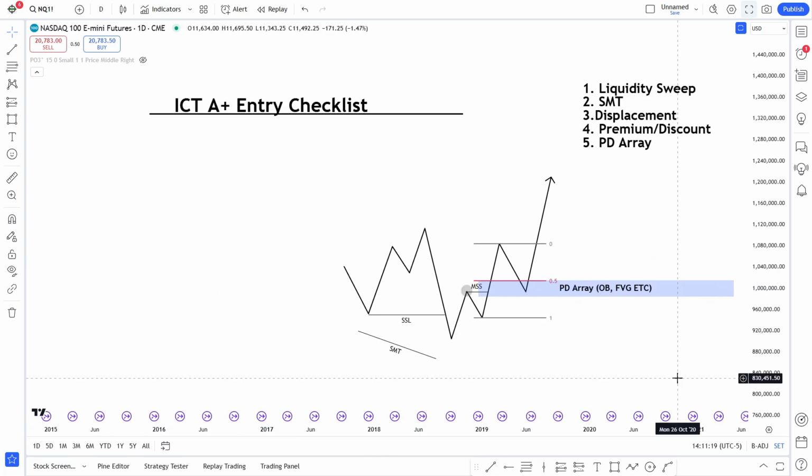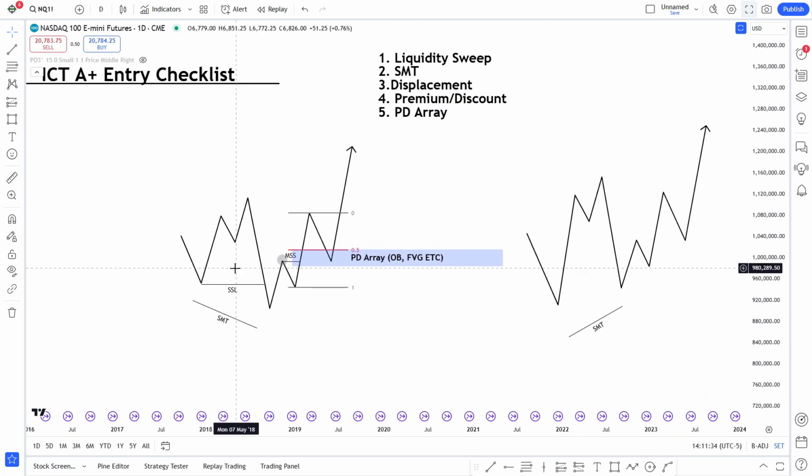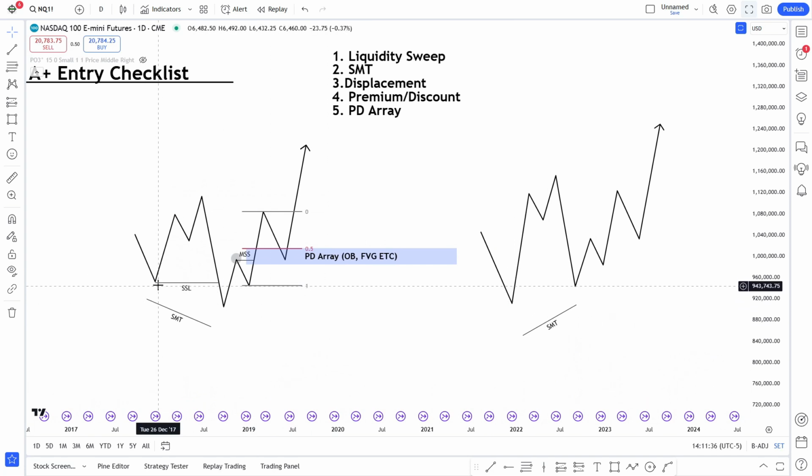Now guys, here is an example of what this protocol will look like. So first off, we have a clear and obvious pool of sell side liquidity that we see getting traded below. Secondly, we then wait for our SMT divergence between our two correlated markets. Say for example, this was NQ and this was ES. So we have NQ making a lower low and we have ES making a higher low. This will be our SMT divergence.